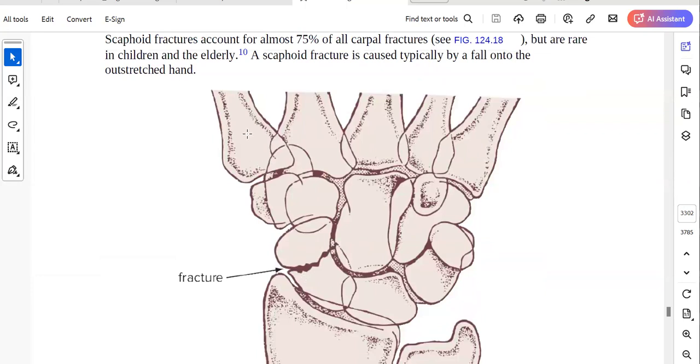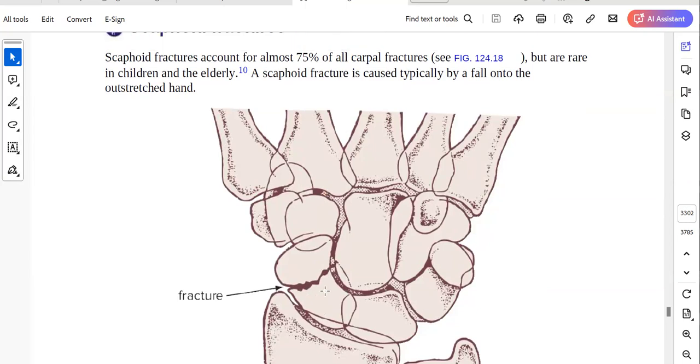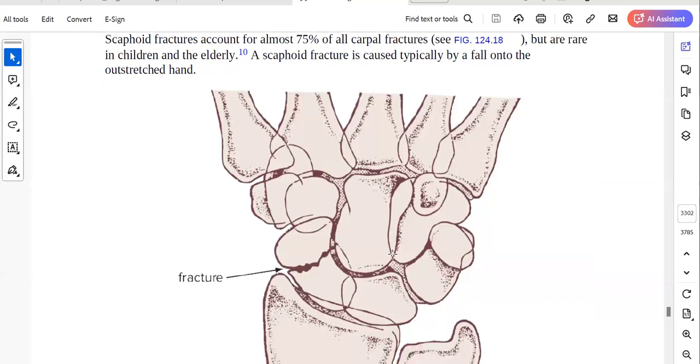Just at the base of the thumb, you get your scaphoid bone. This scaphoid fracture is almost 70 to 75% of all the carpal bone fractures. Scaphoid fracture is the most common. It's rare in children and elderly, but middle-aged active patients usually get it by falling on their outstretched hand.